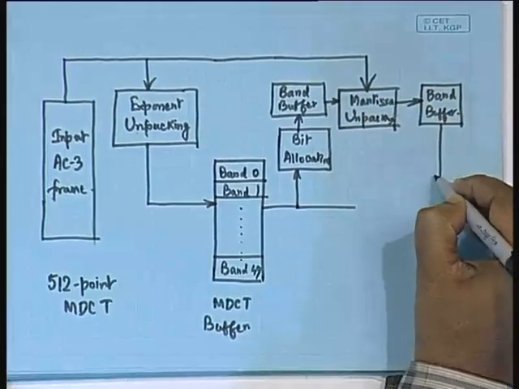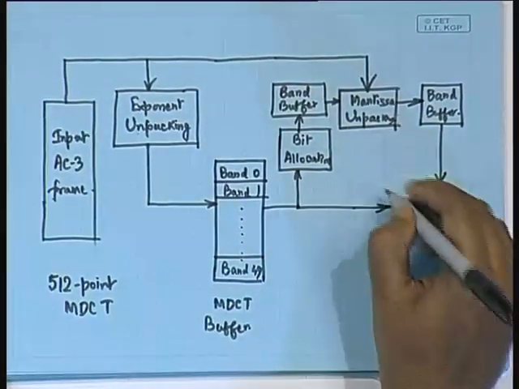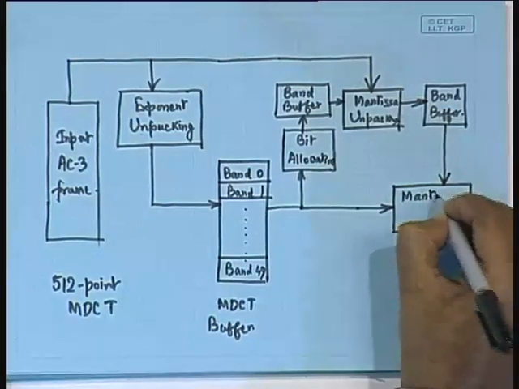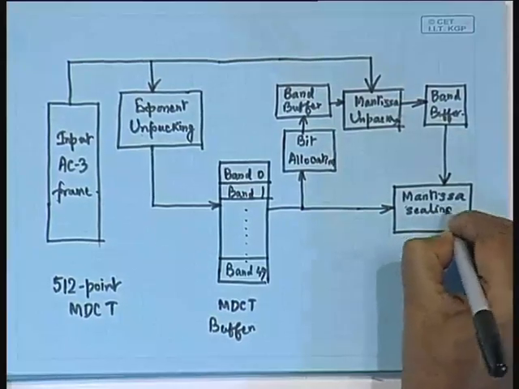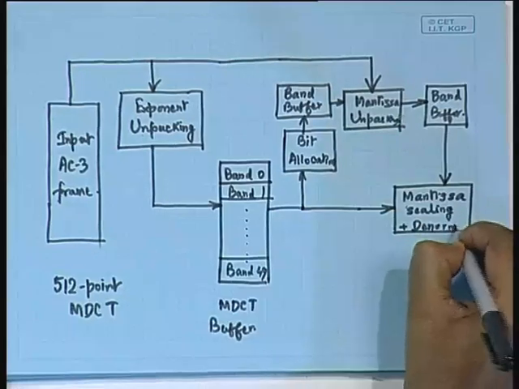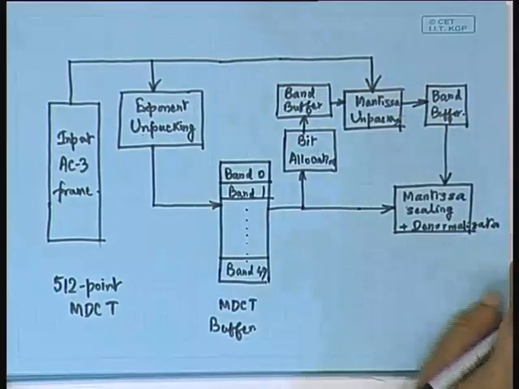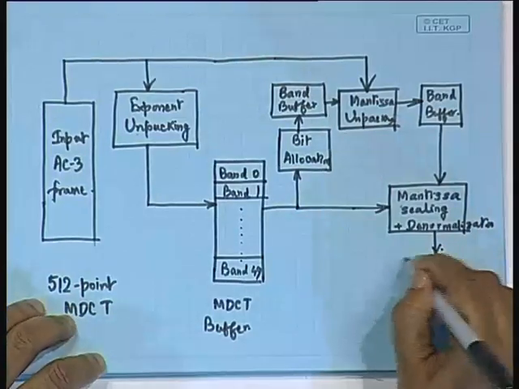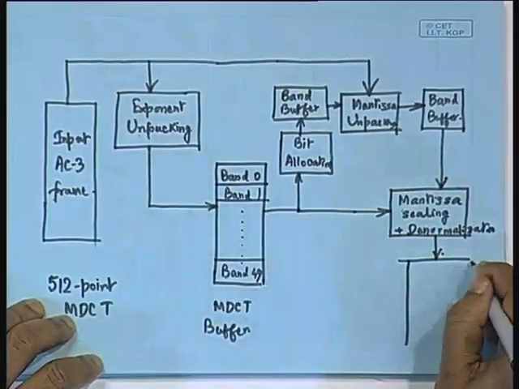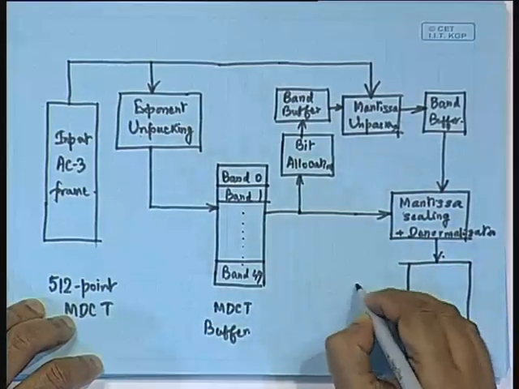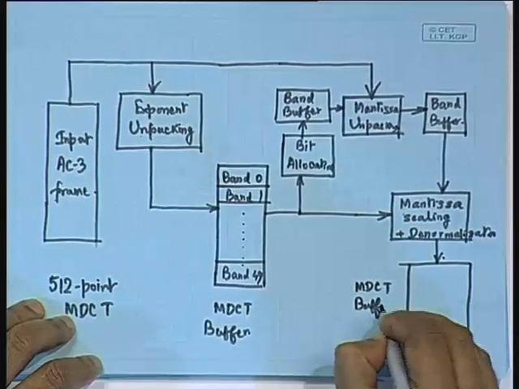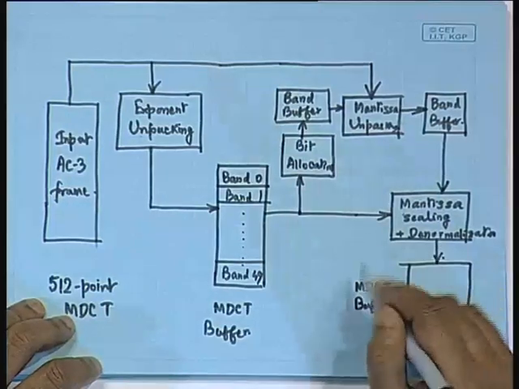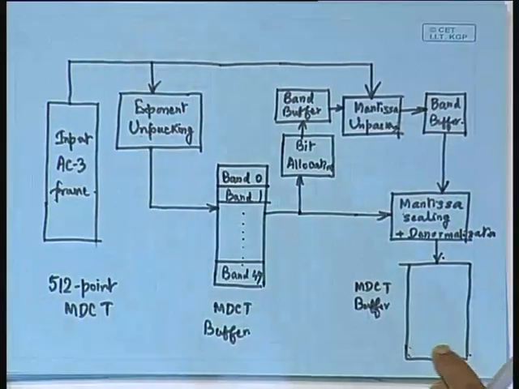So, what we do is that the output of this band buffer is combined with the exponent information, and we perform mantissa scaling and denormalization. So, this is where we do mantissa scaling plus denormalization. And then this information is stored into the MDCT buffer. This MDCT buffer will be replaced by this, so this is also an MDCT buffer. So, this earlier information which contained only the exponent will now be replaced by the complete information, exponent plus mantissa, in this MDCT buffer, right.